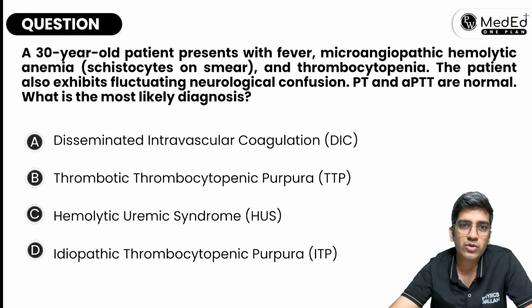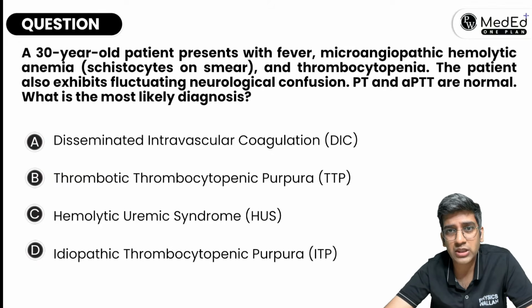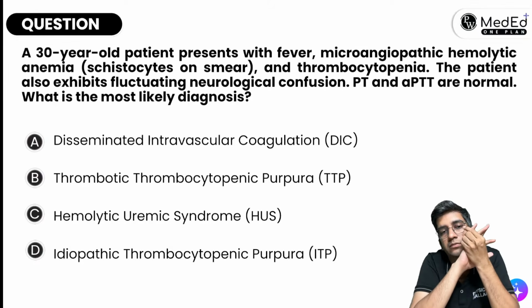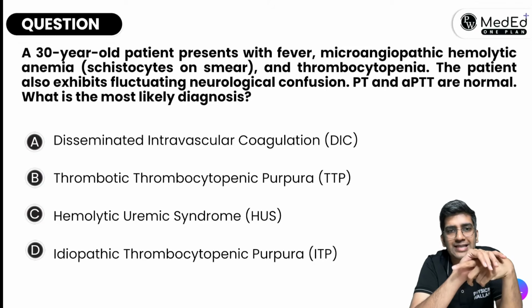"30-year-old presents with fever, microangiopathic hemolytic anemia, histiocytes on smear, thrombocytopenia. The patient also exhibits fluctuating neurological confusion. PT, APTT are normal. What's the most likely diagnosis?" A very classical question. I can rule out a few things. Answer is TTP. Almas is right. Option B is the right answer.